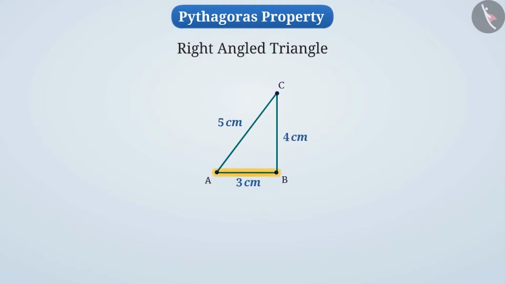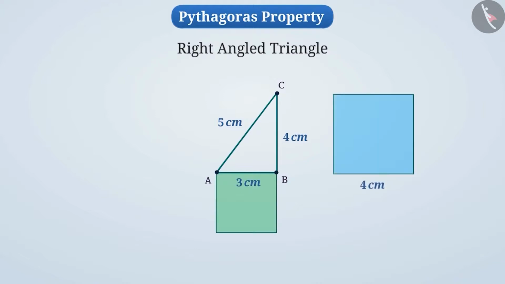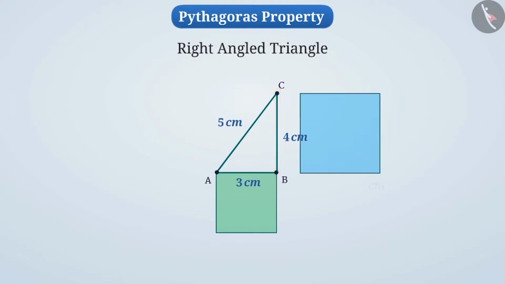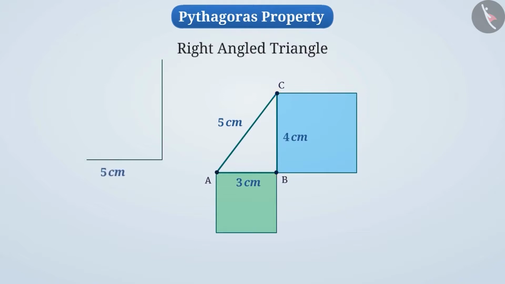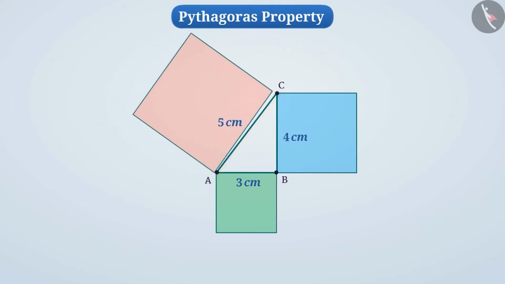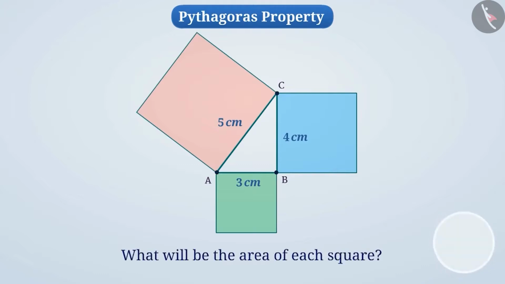Here, the measure of one of the sides of the right triangle is 3 cm. Let's draw a square with this measurement. As you can see, here we have drawn a square with side 3 cm. We will place this square along the 3 cm side of the triangle in this way. Similarly, we will draw another square with side 4 cm and place it along the 4 cm side of the triangle. And we will draw a square with side 5 cm and place it along the 5 cm side of the triangle. Can you tell me what will be the area of each of these squares? Think for a while.